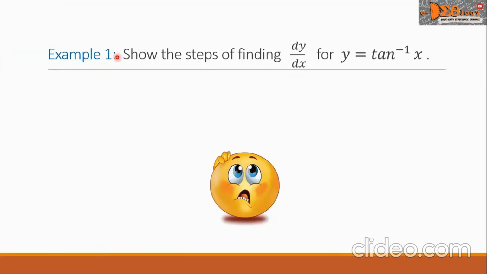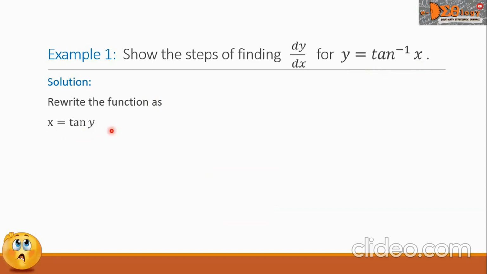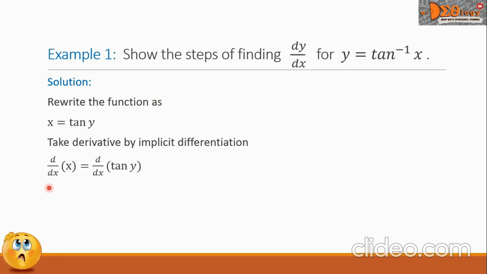Let's see this example 1. Show the steps of finding dy over dx for y equals tangent inverse of x. First, rewrite this function to be x equals tangent y. And from here, we're going to take derivative by implicit differentiation. It means we will take the derivative of both sides with respect to x. And then, let us evaluate the derivatives respectively.